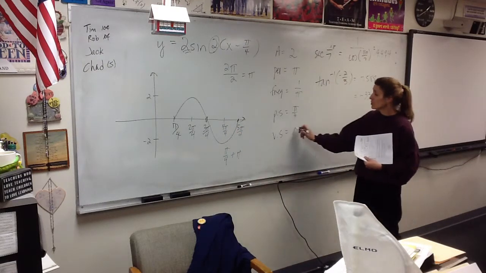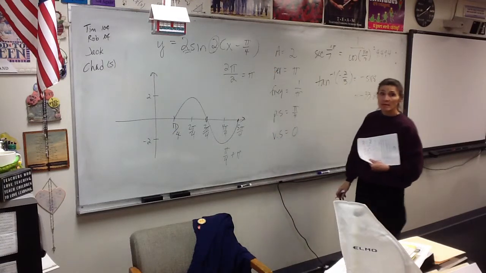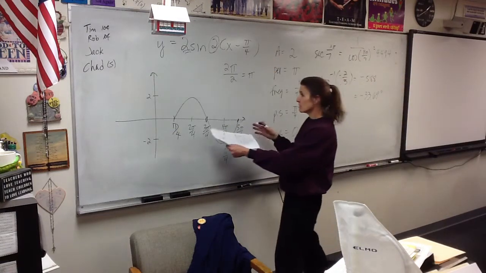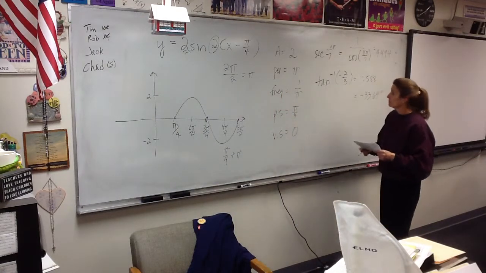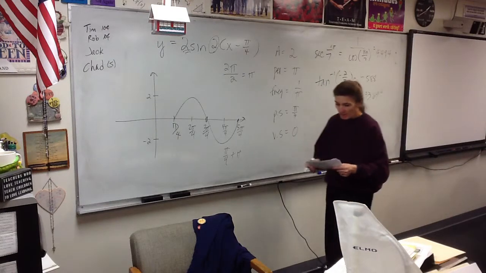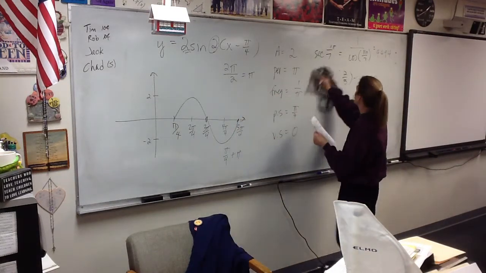This curve has no vertical shift. There's no number, plus or minus, added on the end. If there were, I would simply take this picture and move it up or down that many units. Done. Good. Find the exact value of the tangent of 2 pi over 3.